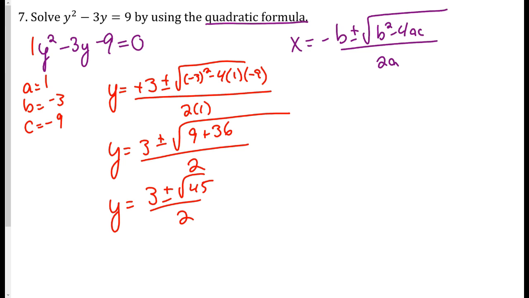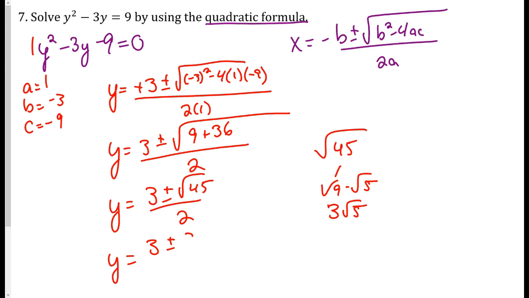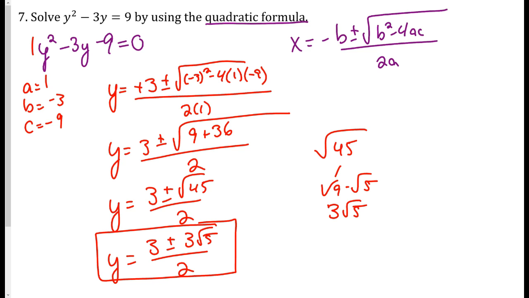And hopefully you remember from 9th grade, we will review it in a couple of weeks, how do I simplify that square root? Well, 45 is the square root of 9 times the square root of 5. The square root of 9 is 3, so that's 3 radical 5. And our final answer is y equals 3 plus or minus 3 radical 5 over 2. Those are the solutions to that quadratic equation up there. Again, this was just a review of Algebra 1. We will need the quadratic formula eventually, just not yet.